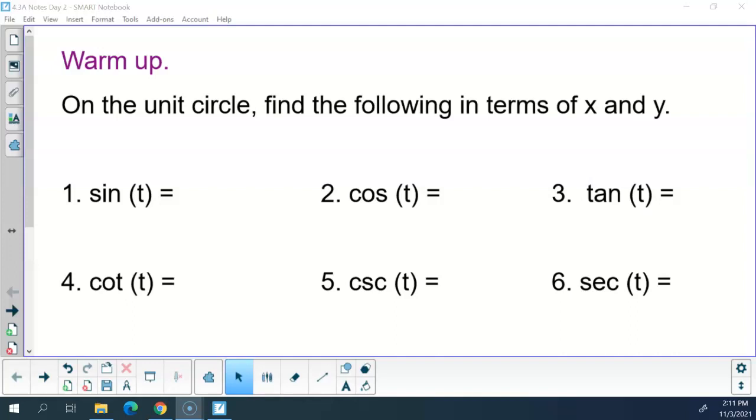So if we are on the unit circle, that's key. If we are on the unit circle, what is the sine of any angle in terms of x or y? Y. Sine is y. Agree? Sine is y. Cosine. What is the cosine of that angle? X.